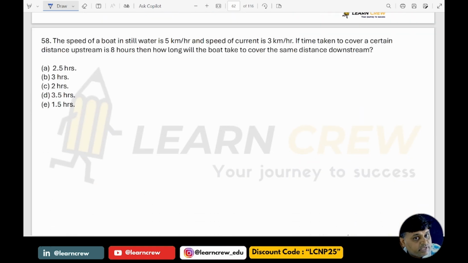Next. The speed of boat in still water is 5 km per hour. Speed of current is 3. X is given, Y is given. The time taken to cover a certain distance upstream is 8 hours. So, what is the distance covered in 8 hours upstream? Distance is equal to upstream speed into time. So, 5 minus 3, 2 into 8, which is 16 kilometer.